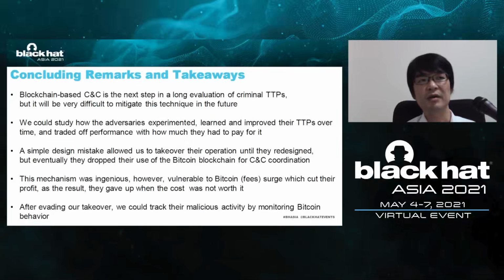We hope that our findings and insight will be useful for security people against this emerging attack.